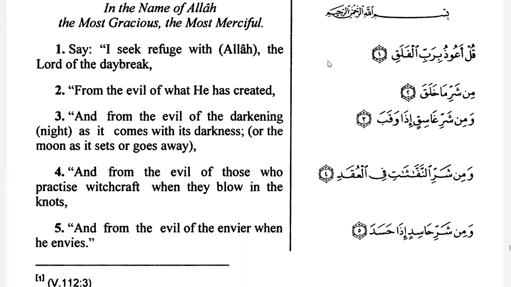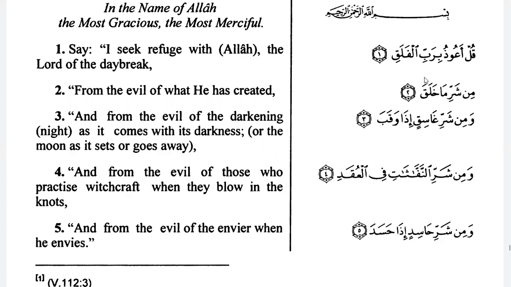So here you see in this surah, we ask Allah for protection from these things, from the evil of everything, especially the evil of darkness, the evil of witchcraft, and the evil of a jealous person. Okay.